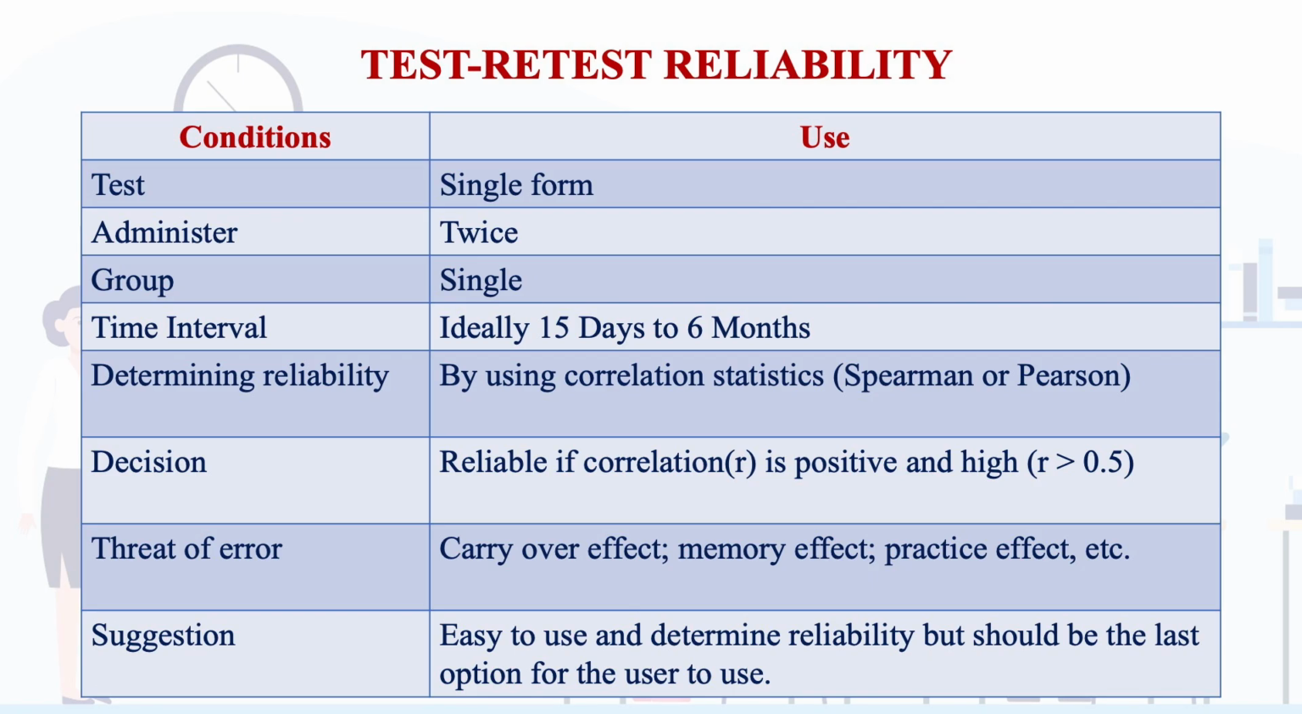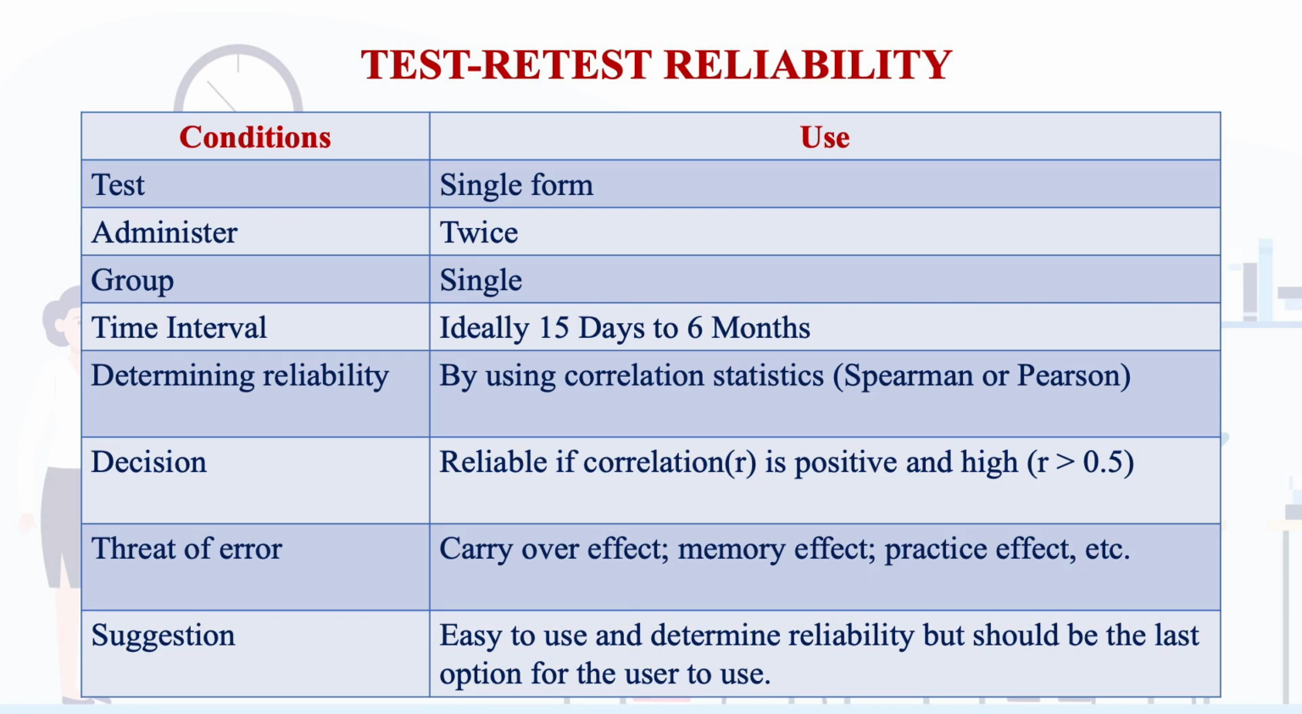The decision of reliability will be: it is reliable if the correlation coefficient r is positive and high. That means r is greater than 0.5. If the coefficient of correlation is 0.5, then you can say that the test that has been developed is a reliable test. And what are the different threats or errors so far as the test-retest reliability method is concerned?